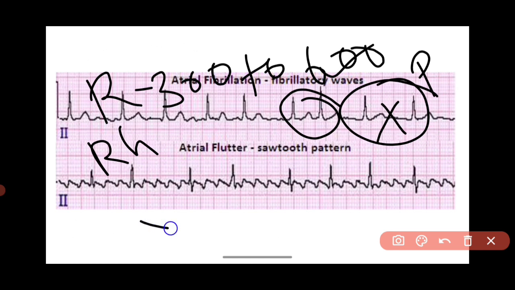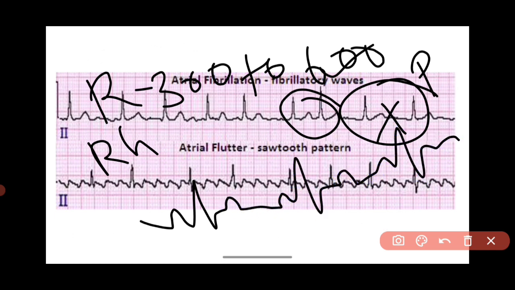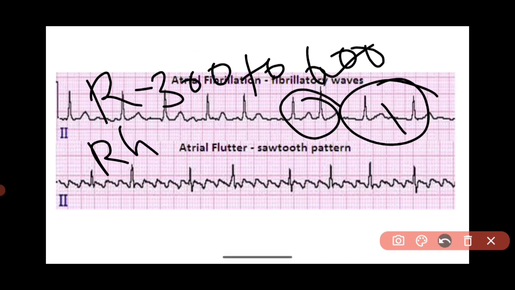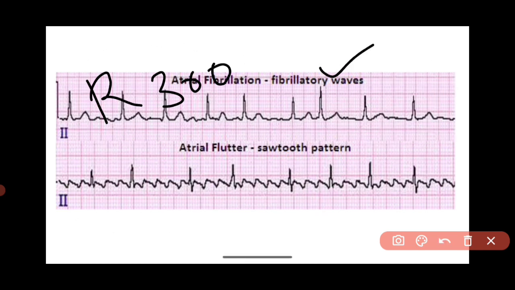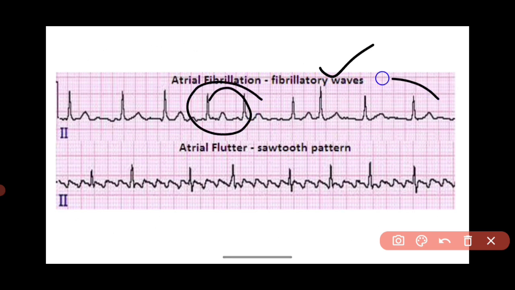The normal rhythm means PQRS, again PQRS, again PQRS. If it is there, it is a normal rhythm, whereas here the rhythm is totally abnormal. In some areas the rhythm is like this, in some areas the rhythm is like this. So the rate is 300 to 600 beats per minute.